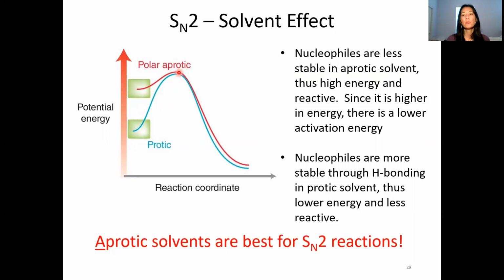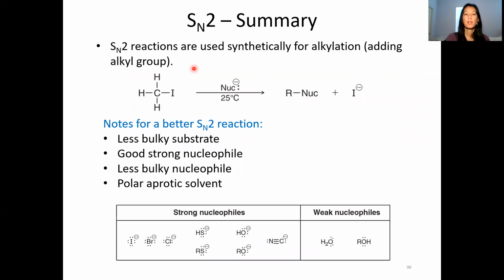So for SN2 reactions, the take home is aprotic solvents are best. And it's just because in a protic solvent, those nucleophiles are more stabilized and lower down, so it causes a greater hill to climb. And in an aprotic solvent, those nucleophiles are higher in energy and more reactive, lower hill. Okay.